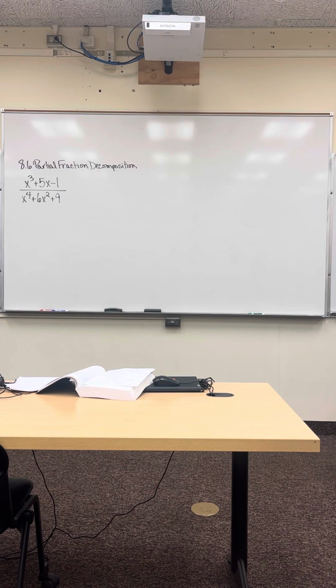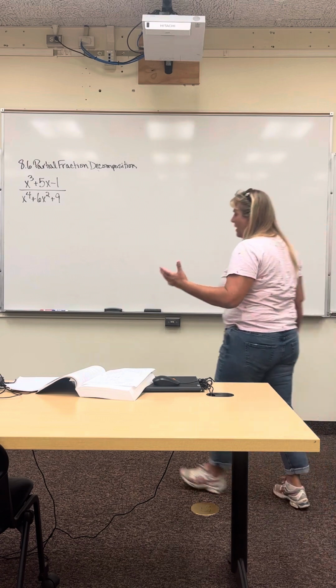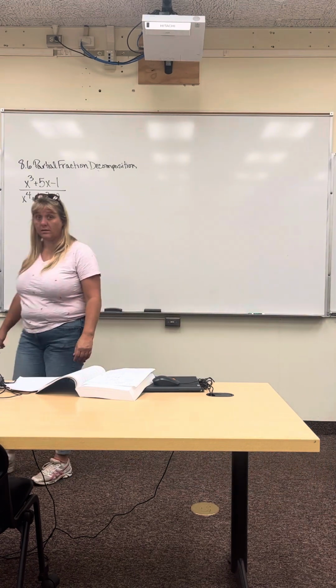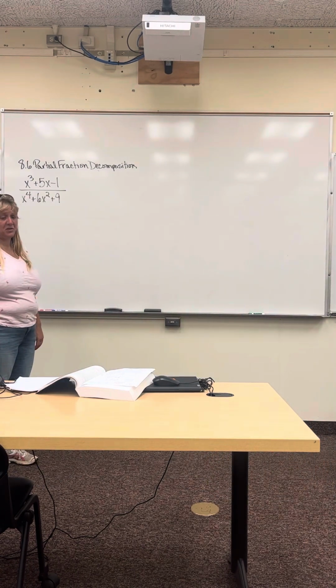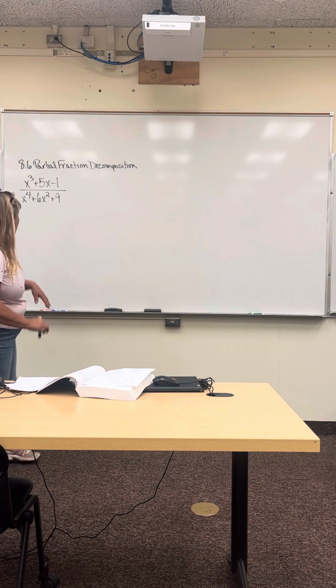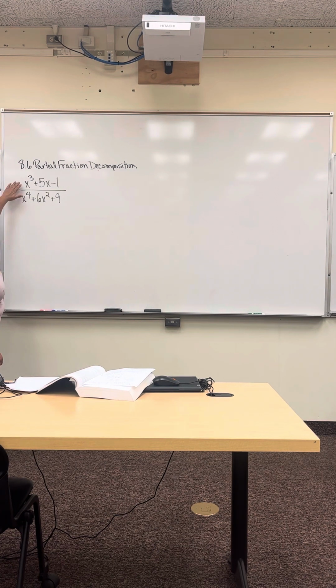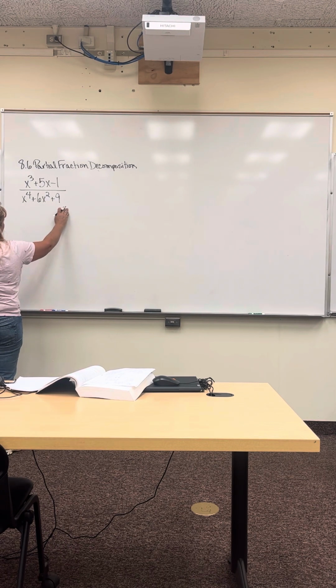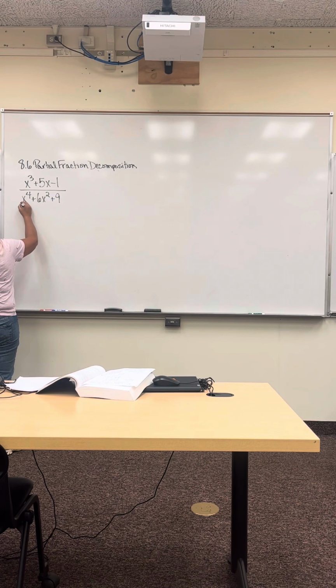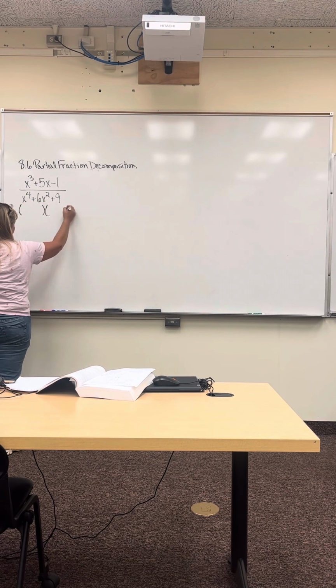Okie dokie, one last one so you can see this again, because who doesn't want to see more partial fraction decomposition? Okay, even the name sucks. So this one we're going to do is x cubed plus 5x minus 1 over x to the 4th plus 6x squared plus 9. Now, just like before, if they give this to you and it's not factored, factor it.